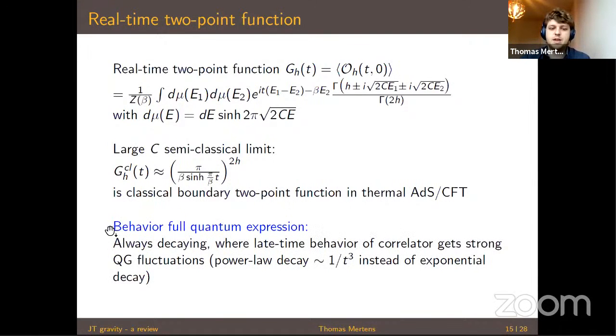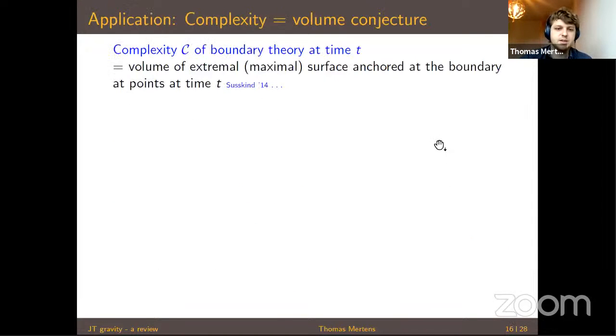Now, it is interesting to look at the behavior of the full quantum expression here as a function of time. And what you find is that this thing is always decaying, and at late times of this exact correlator, one gets strong quantum gravitational fluctuations. So this matches that in the IR, quantum gravity is strong in this model. And in particular, it has a power law decay as 1 over t cubed, instead of the exponential decay you would get in the semi-classical limit. So the semi-classical object here would decay exponentially at late times, while this exact expression decays only with a power law. So this is the physics in this object.